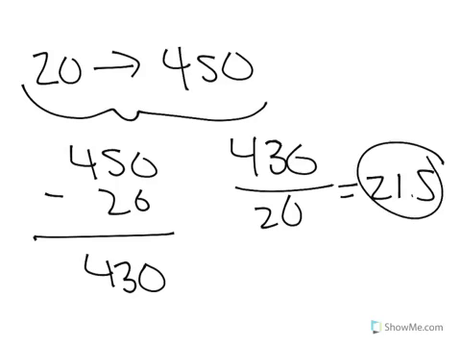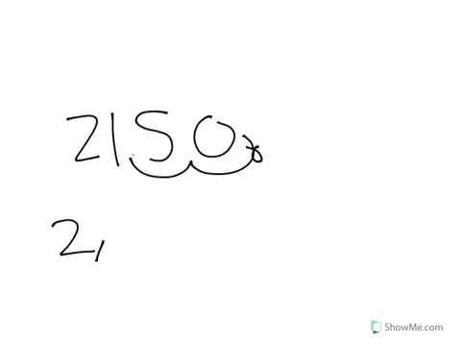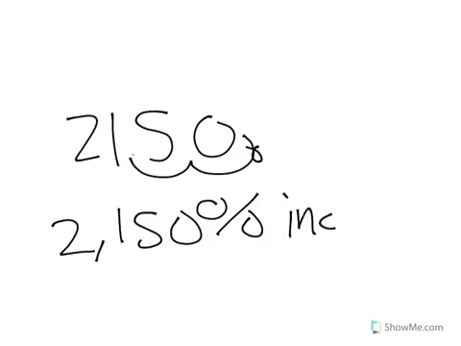So what do I do with this? Well, I still have to move my decimal 2 places to the right, and 21.5 would be 1, 2. So I got to put a 0 there. So that's 2,150% increase. It's a big increase. Big increase. But that's how you do it.